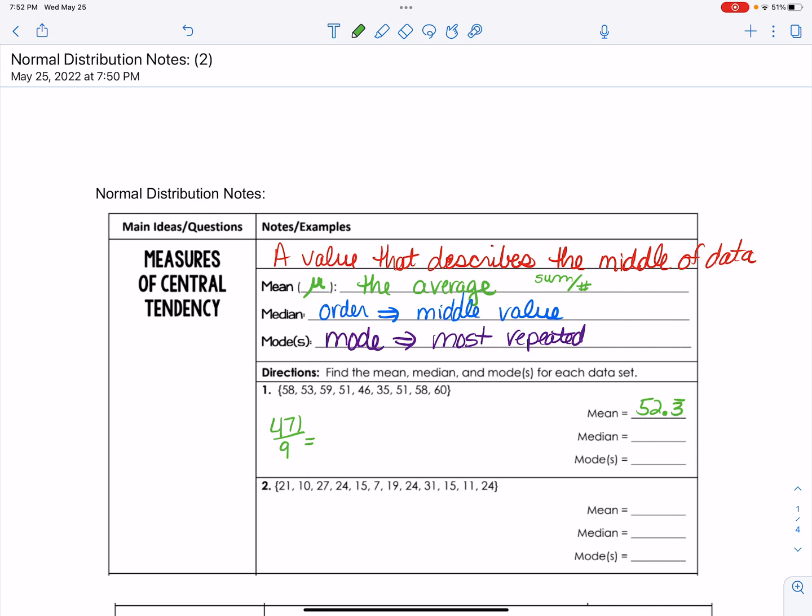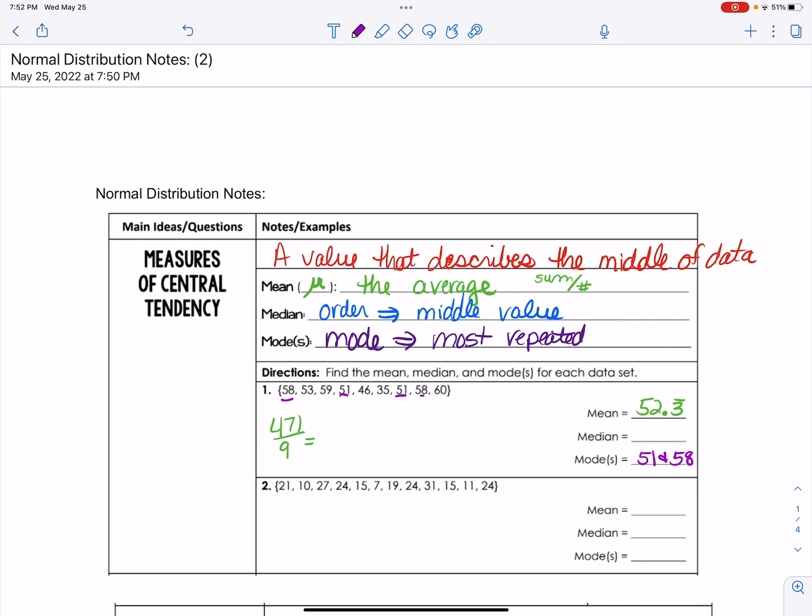Okay, to find the mode, I'm going to look at the one that is repeated the most. So I've got a 51 and a 51. So that's repeated twice. And in this case, I think I have another one. 58 is repeated twice, isn't it? Hopefully I'm not missing one, but I think that is it.